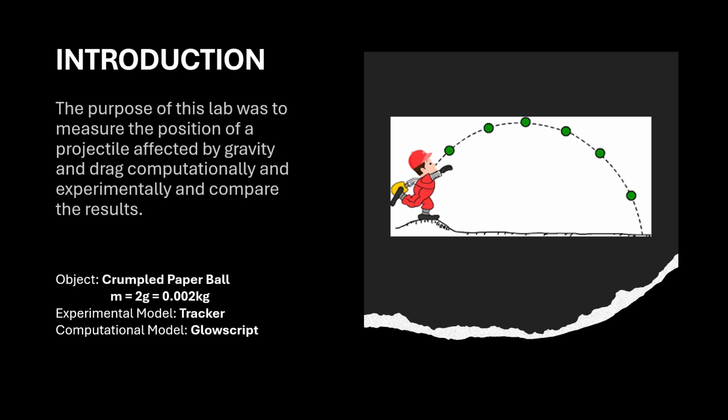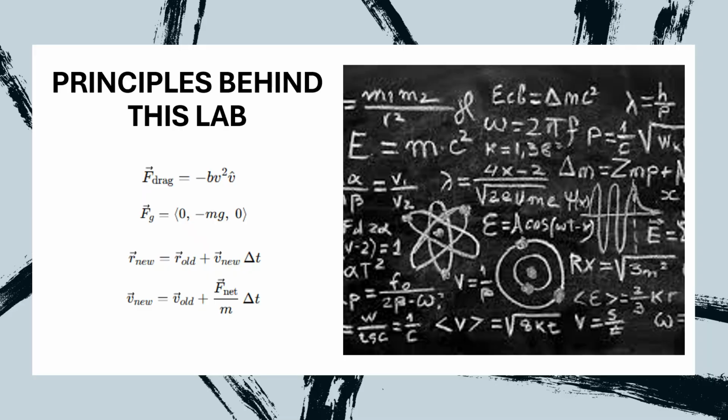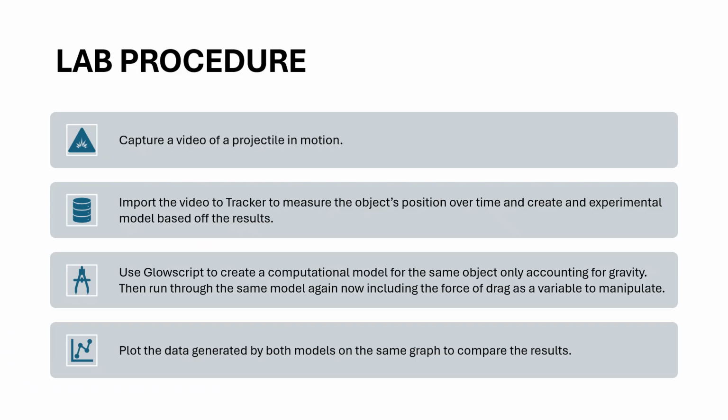In order to construct the experimental model, I used the Tracker app, and in order to construct the computational model, I used GlowScript code. Some of the principles behind this lab are force of drag being negative the force constant times magnitude of velocity squared times v hat, force of gravity just being negative mg in the y direction, and then the position and the velocity update formulas.